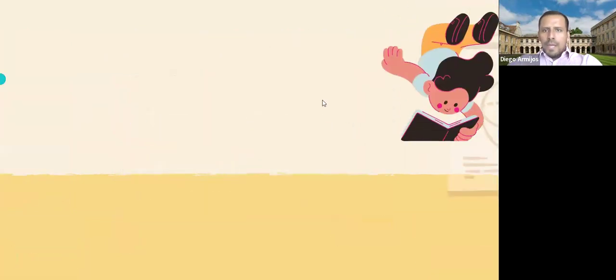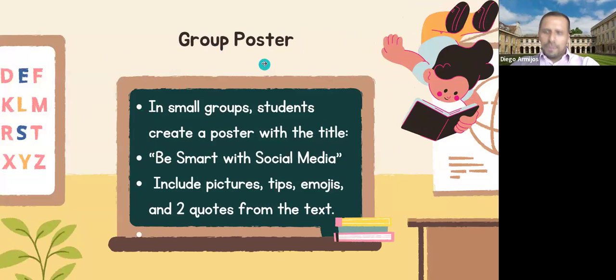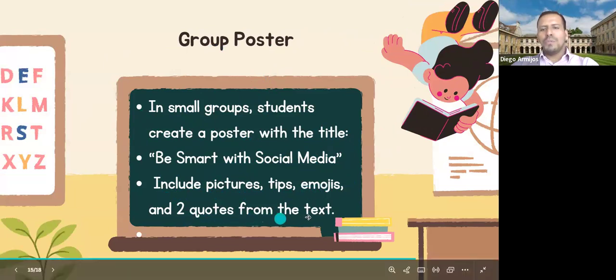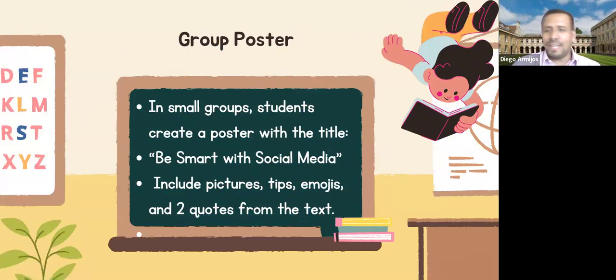Next one, group poster. This is another excellent idea to work during the post-reading stage. In small groups, the students create a poster with the title, Be Smart with Social Media. All right? Include pictures, tips, emojis, and 2 quotes from the text. Very simple. This activity is excellent to work in groups in order to enhance collaboration and also cooperative learning.